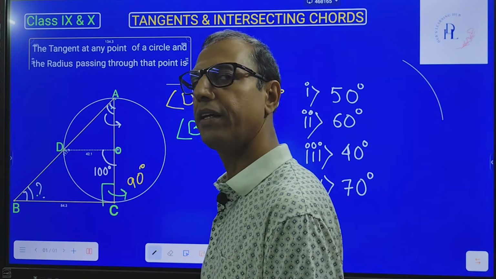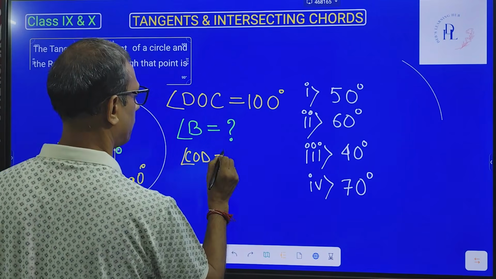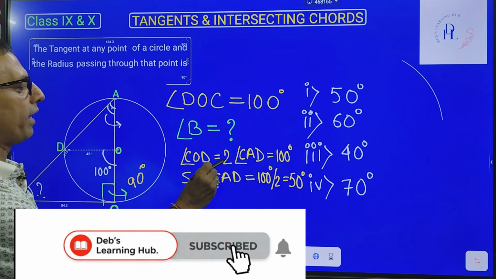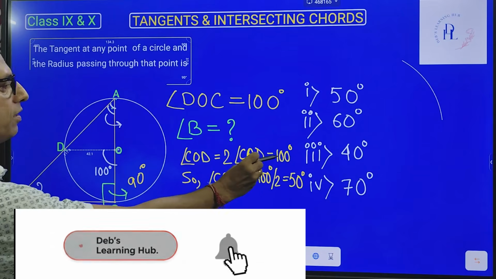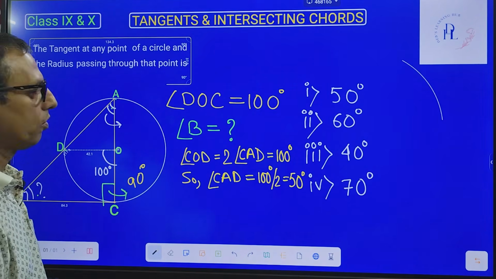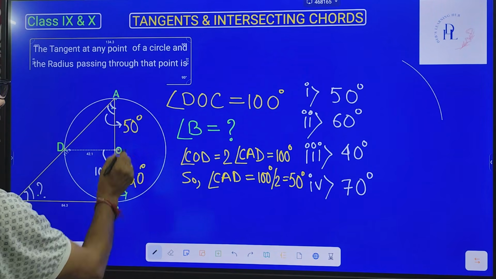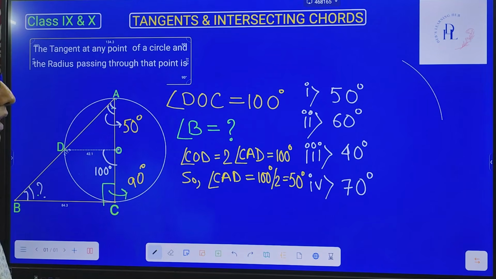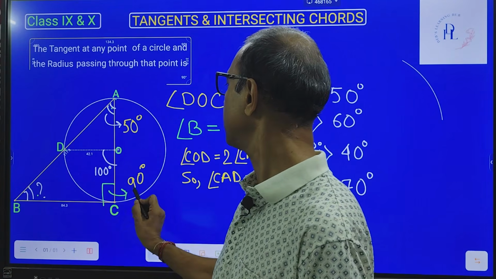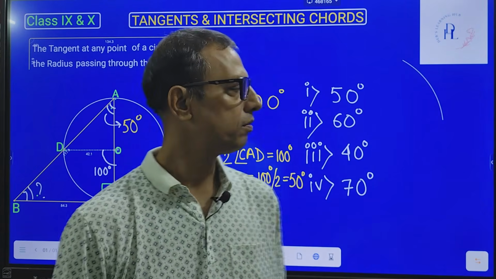COD is 100 degrees, so what will CAD be? Half of COD, that is 50 degrees. So angle COD equals twice CAD, that equals 100 degrees. So angle CAD equals 100 by 2, that is 50 degrees. Okay, so angle CAD is 50 degrees and ACB is 90 degrees. So what will be the value of angle B? That is 180 degrees minus the sum of these two. So 180 minus (90 plus 50) equals 40 degrees.